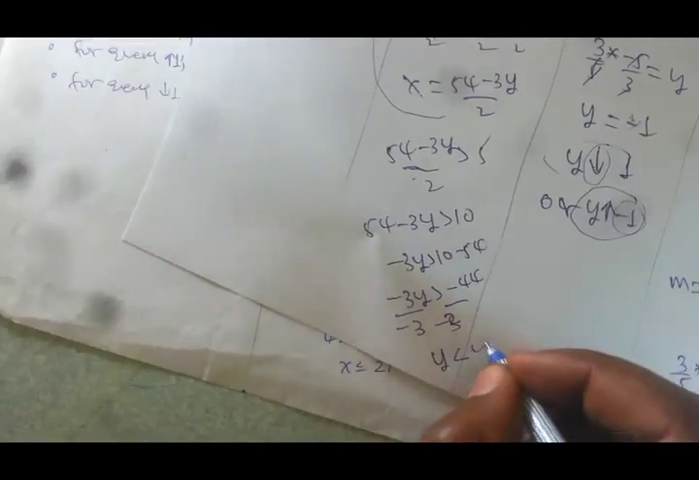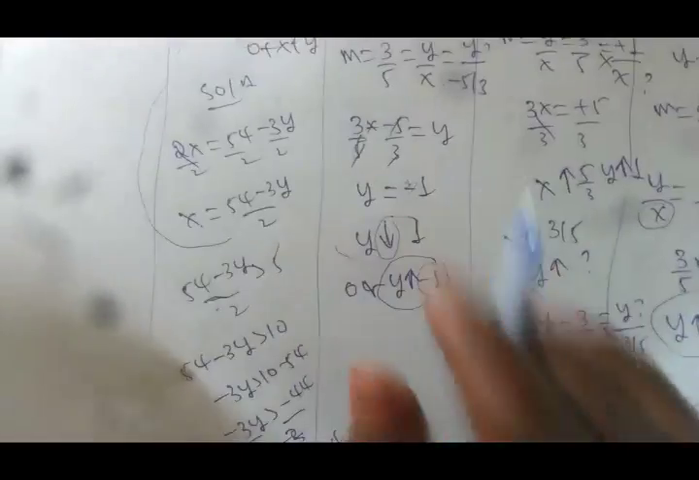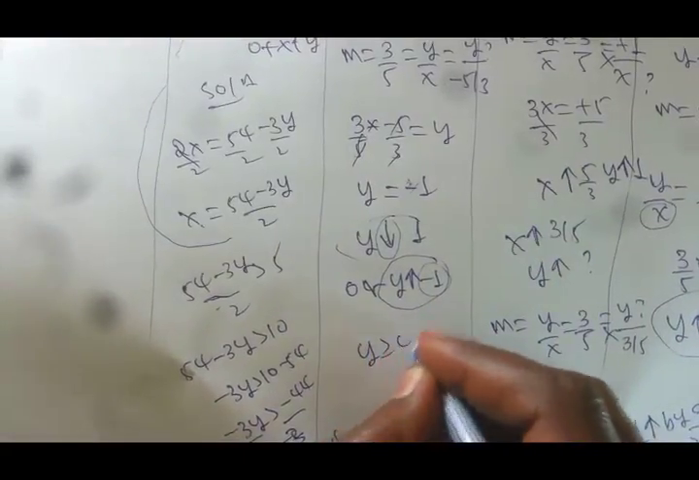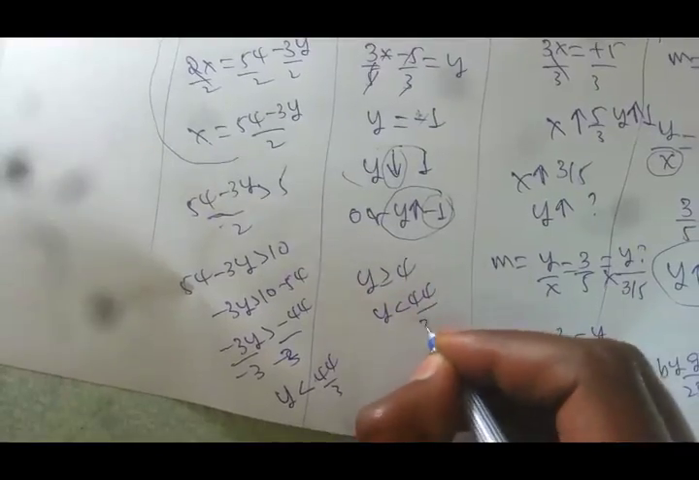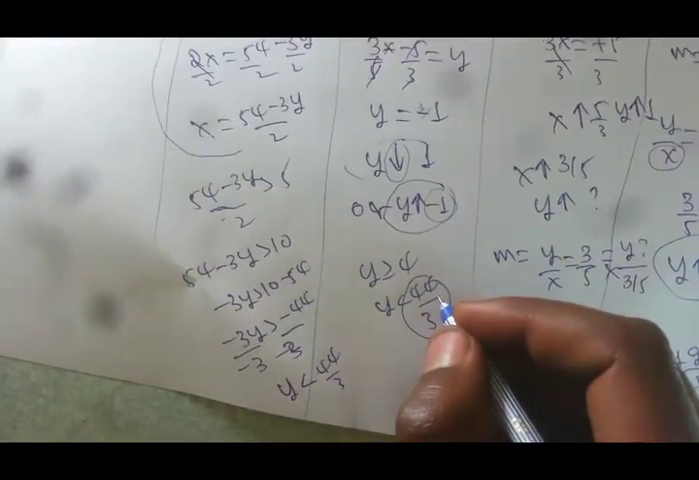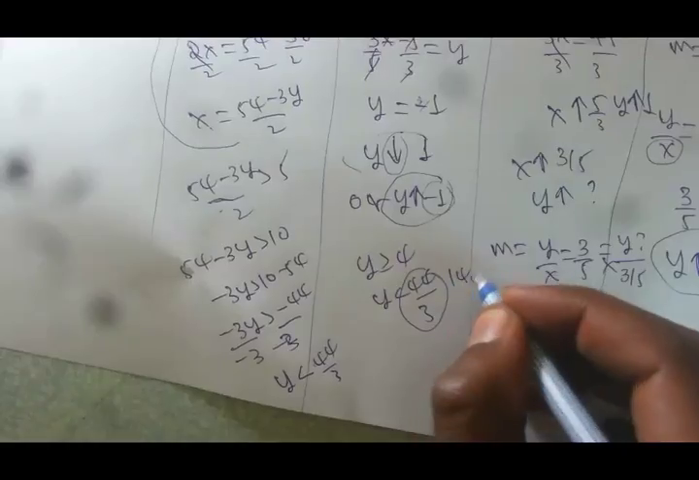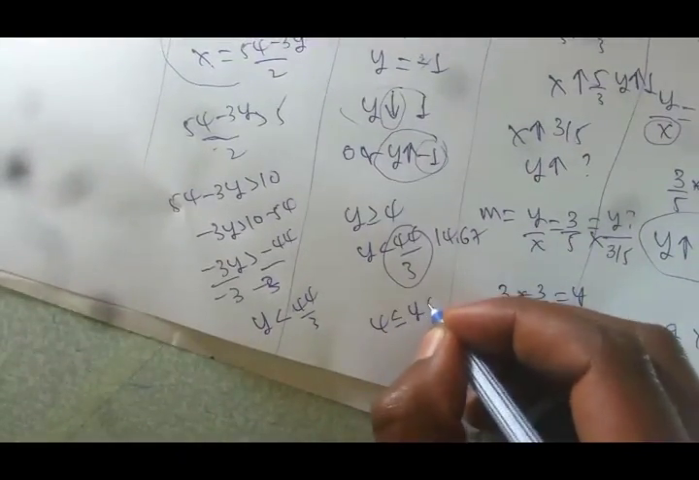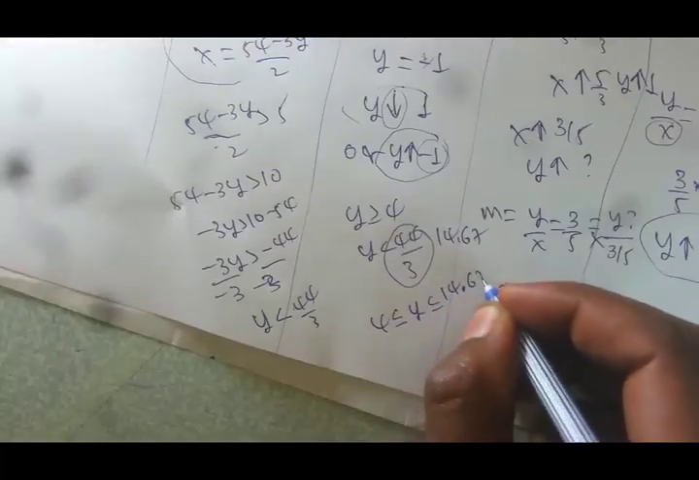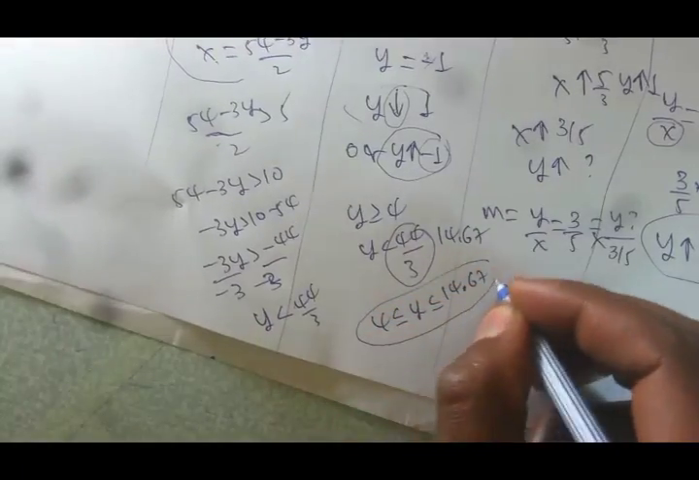Therefore the value of y will be less than 44 over 3, and we know that y is greater than or equal to 4 and y is less than 44 over 3. 44 over 3 is approximately 14.67. Therefore 4 is less than or equal to y, and y is less than 14.67, which gives all the possible values of y.